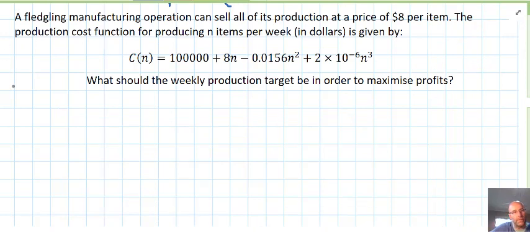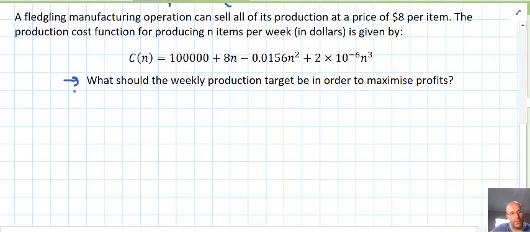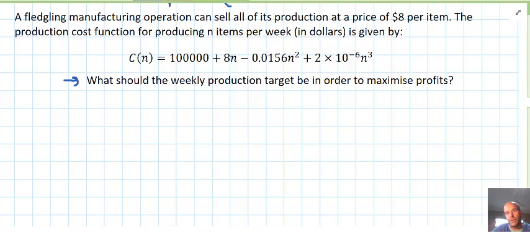Let's look at an example. A fledgling manufacturing operation can sell all of its production at a price of $8 per item. The production cost for producing n items per week in dollars is given by that equation there, that wacky looking equation. So C of n is a cubic equation. Note also the use of scientific notation for the coefficient of n cubed. What we've got to do is determine what the weekly production target should be in order to maximize profit. So dollars and weeks are our units, as well as the number of items.